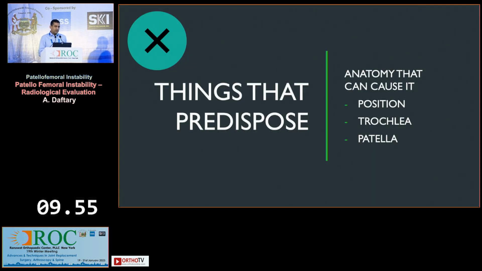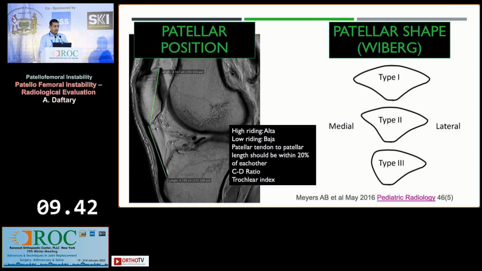Now moving from the actual injury to things that can predispose, there are anatomical features that can predispose to patellofemoral instability. It's the patellar position, the trochlear morphology, as well as the patella itself. Now the patellar position is something that has been discussed, and there are about 4,572 methods by which people want to measure differences in patellar position. I will discuss 7,322 of them.